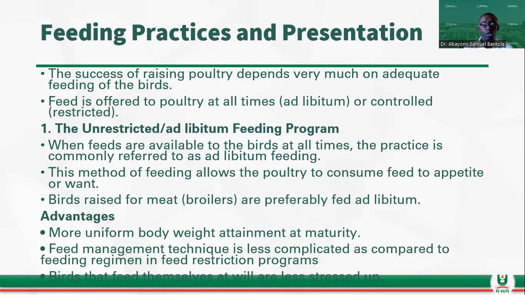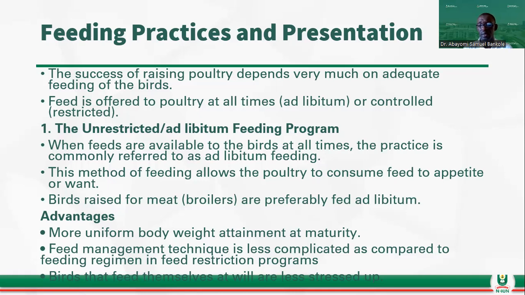Number one, the unrestricted, or what we call ad libitum feed program. Now, when feeds are available to the birds at all times, the practice is commonly referred to as ad libitum feeding. This method of feeding allows the poultry to consume feed to appetite or want. Birds raised for meat, such as broilers, are preferably fed ad libitum.